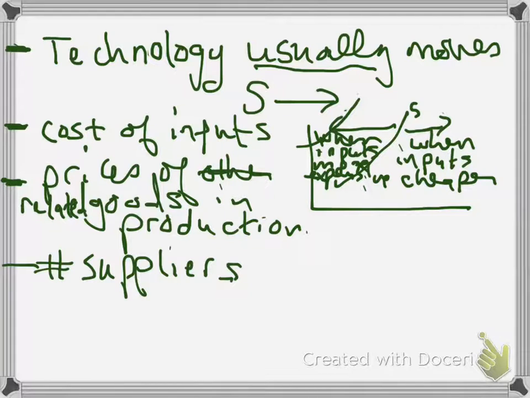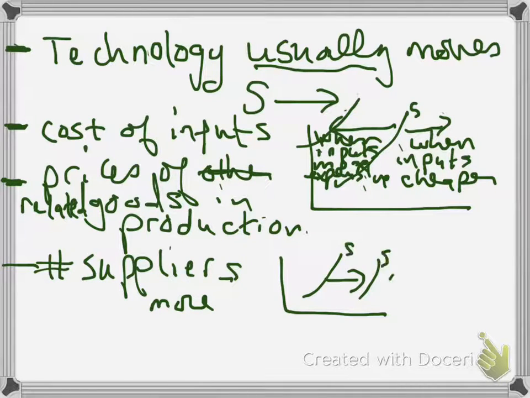So basically, more suppliers move supply to the right towards more quantity. So more suppliers moves supply to the right, right? Got it? What else?